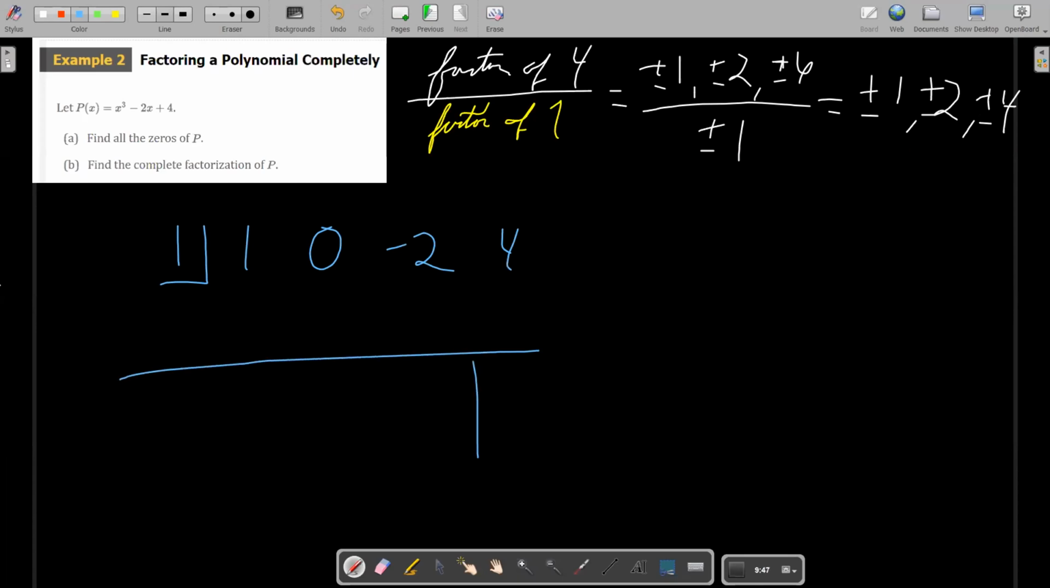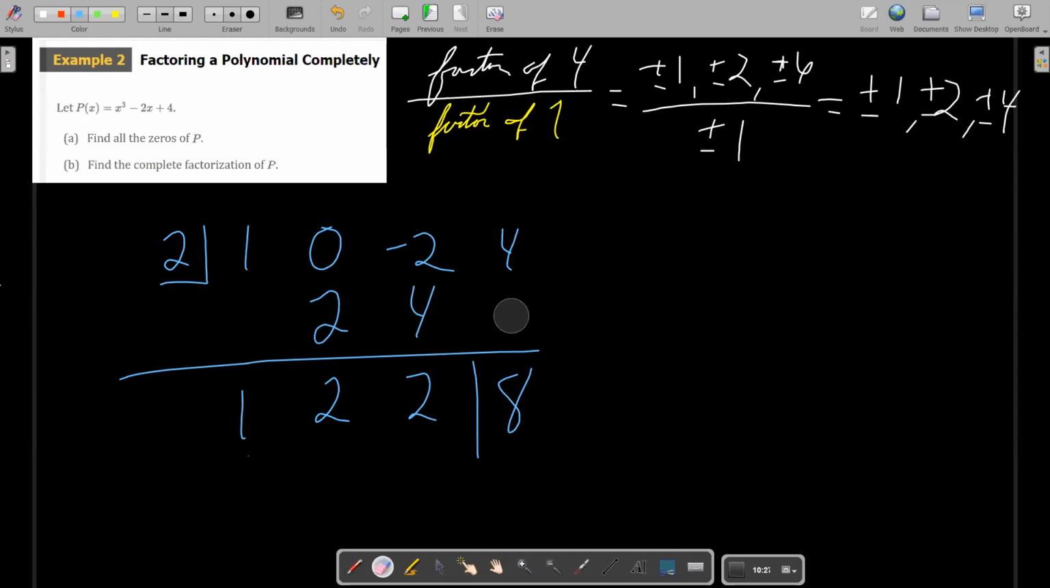Go like this. Okay, so we got 1. 1 times 1 is 1. 0 plus 1 is 1, 1 times 1 is 1, negative 2 is negative 1, and then 3. Okay, so we see that 1 doesn't work. So let's try positive 2 here. So a positive 2. Again, bring that 1 down. 2 times 1 is 2. 0 plus 2 is 2. 2 times 2 is 4. Negative 2 plus 4 is 2. 2 times 2 is 4. 4 plus 4 is 8. Okay, we know that positive 2 does not work.